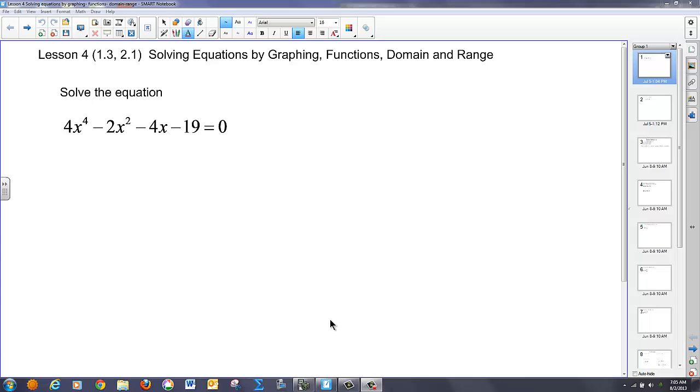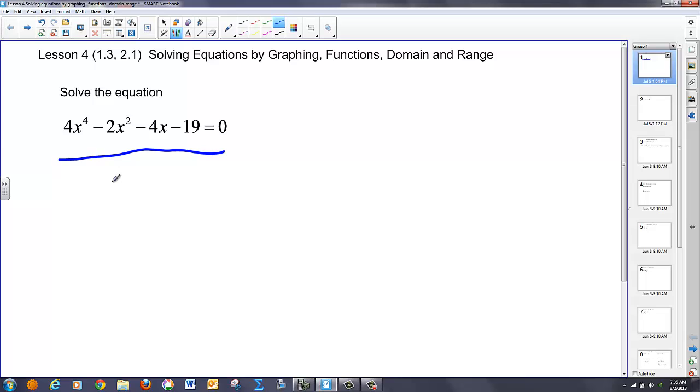Today we're going to take a look at solving equations using a calculator to get the answer rather than doing it algebraically, as well as looking into domains and ranges of functions. In our first example, we've been asked to solve this fourth degree equation here, and in this case it would be a little bit difficult to do algebraically because we'd have to be able to factor this equation, and we don't really have the tools to be able to do that.